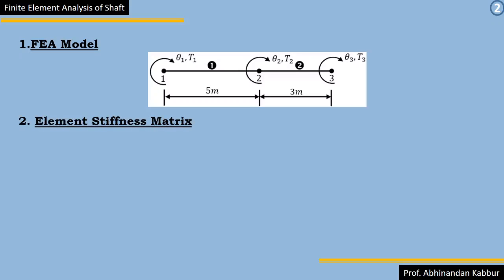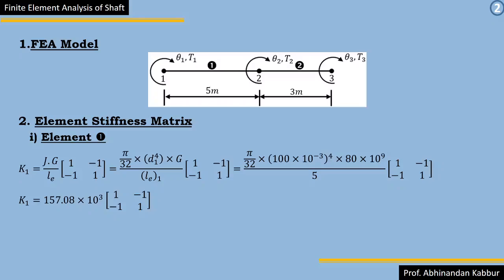Now once the FEA model is done, I need to calculate the element stiffness matrix. For the first element, I know the element stiffness matrix for the shaft element is given by JG divided by Le, times the matrix 1 minus 1, minus 1 1. Substituting the values, the polar moment of inertia J is pi by 32 into d1 raised to 4, then the modulus of rigidity, then the length of element 1. So I have substituted all the values here.